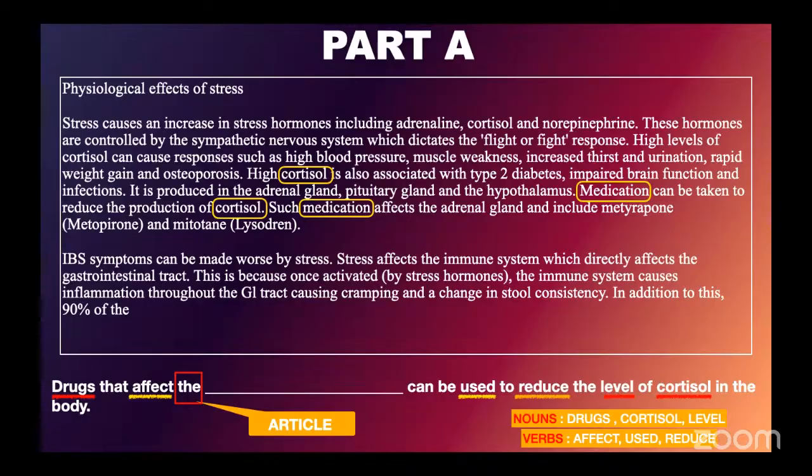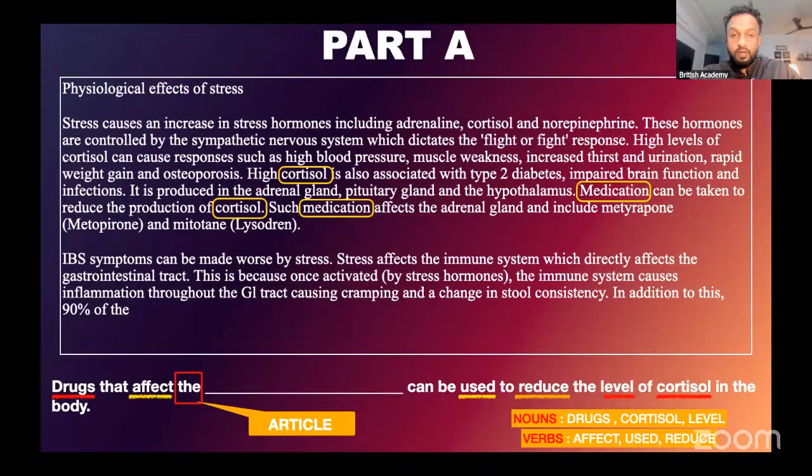Yes. Wonderful. Okay. So the answer is pretty clear. If you read this carefully, what do you understand? The first line says where you found the first keyword: how high cortisol is also associated with type 2 diabetes. Now, my question is about affecting. My verb is affect the dash. So I cannot say the type because that's the name of a disease condition. So you never say the type 2 diabetes mellitus. Impaired brain function and infections. It is produced in the adrenal gland, pituitary gland, and hypothalamus.